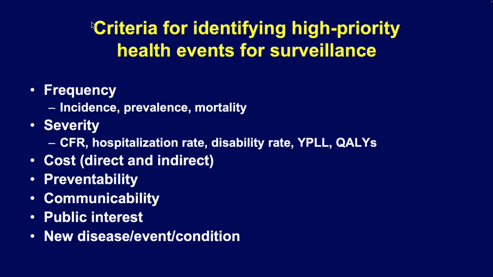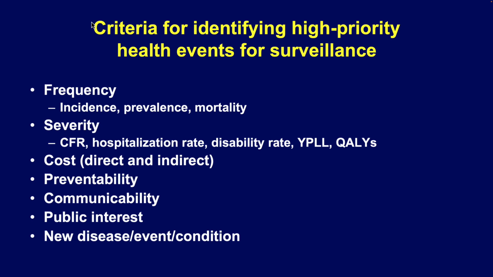And here are some of the things that you might consider as criteria for assessing or identifying high priority health events that might benefit from having a new surveillance system. First and foremost is the frequency with which a health event occurs and the extent to which it creates a burden on public health. So you're thinking about things like incidence, prevalence, and mortality rates.